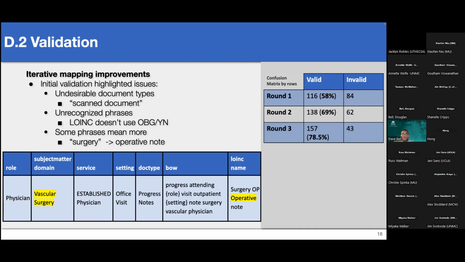And at the bottom, you'll see one example of an issue we're currently facing, which is that some words or phrases mean more than others. In this case, it would be the word surgery. While the subject is vascular surgery, the LOINC mapping goes towards operative notes because of surgery. And you can see that it ignores the document type, where it's clearly a progress note.